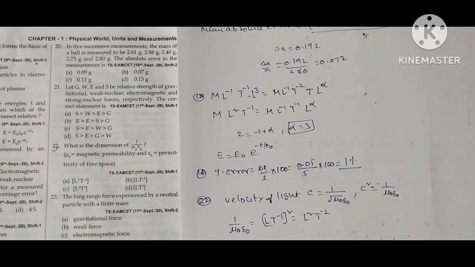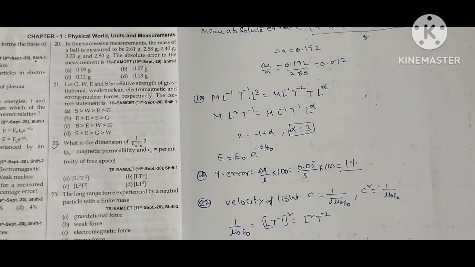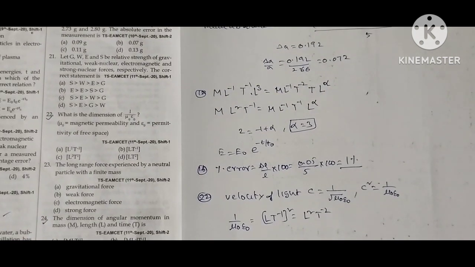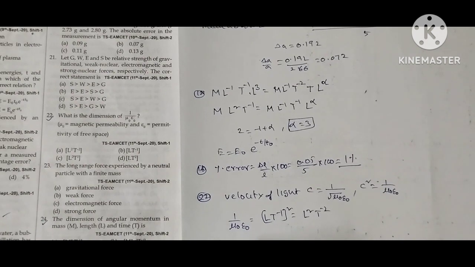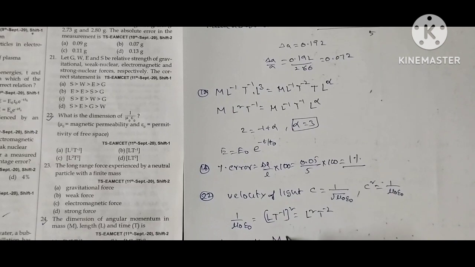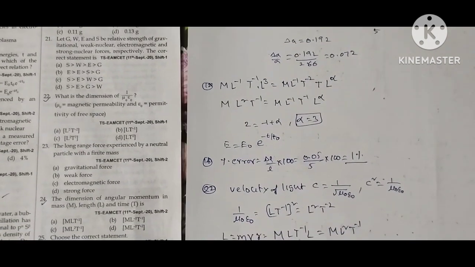Next, 23rd, same. The long range force experienced by a neutral particle with finite mass is dash. Obviously gravitational force. And next, 24. The dimensions of angular momentum in terms of M L T is dash. Angular momentum is L is equal to m v r. This is the formula. M, L minus 1... you will get M L square T power minus 1. That is the answer.